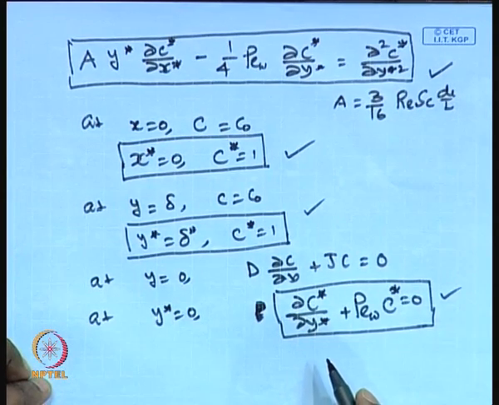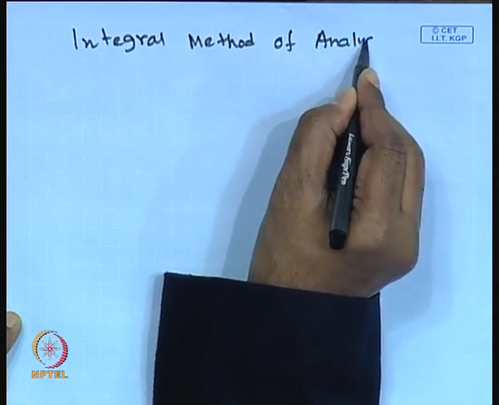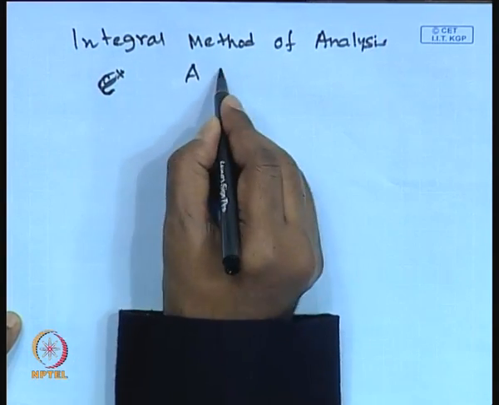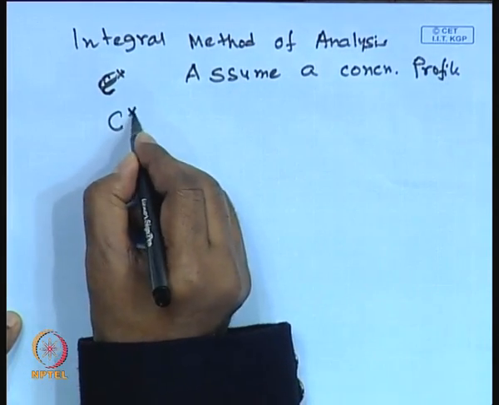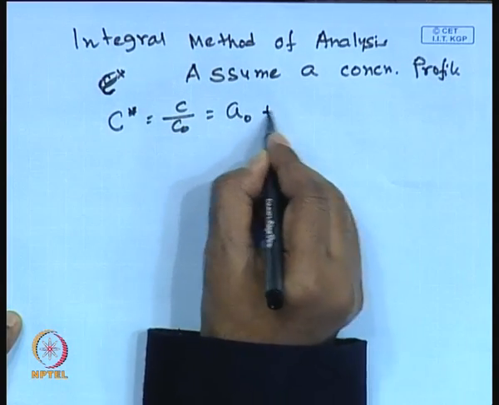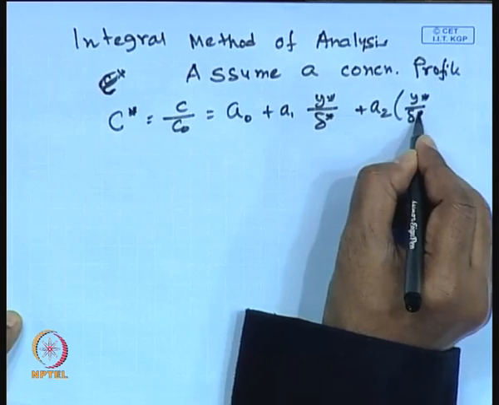Now the whole analysis will be very simplified in this case, because Cm, the membrane surface concentration, is now constant, that is at Cg. So Cm is nothing but Cg, which is constant. Because of this simplicity, we can go for an integral method solution. That means we can assume some kind of concentration profile. So we take recourse to an integral method of analysis. We assume a concentration profile: c* equal to c by c0 equal to A0 plus A1 y*/delta* plus A2 (y*/delta*)².